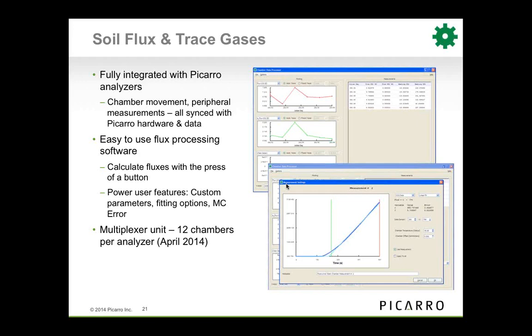So we have easy-to-use processing software afterwards that lets you, with the click of a button, take all your Picarro data and all your chamber open and closed data, combine it all together, and calculate all your fluxes on the fly. That's what you're seeing here on the right. It has a good amount of power user features as well, so you can set custom parameters for your chamber and for your fitting functions. It also has a full Monte Carlo error analysis feature. And the last point I wanted to make is that we have a multiplexer unit that's going to be ready in April of this year, and that'll allow people to do up to 12 chambers per Picarro.